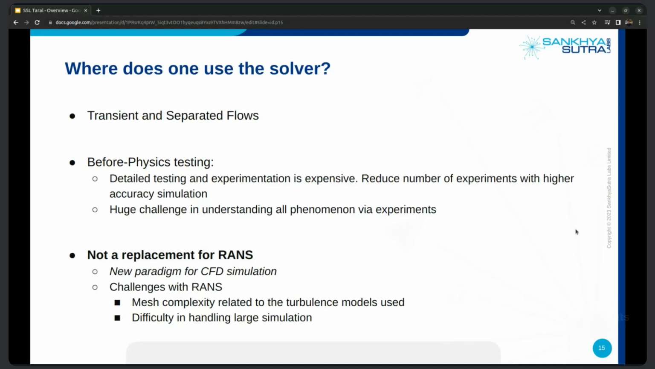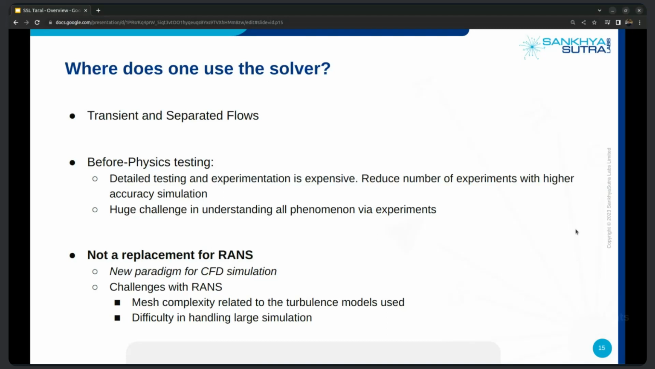And the entire reason to use CFD is to minimize the number of experiments that you do. So the logical place for Taral to fit in is before you go into experimentation. So it's called the before physics testing. By running simulations with LB and knowing that your simulations are quite accurate, you can inherently skip some experiments that you would otherwise need to do just to verify, because of the accuracy that we guarantee.